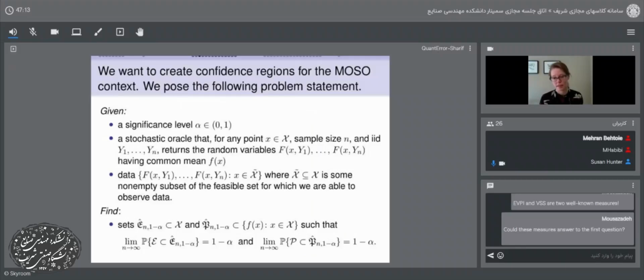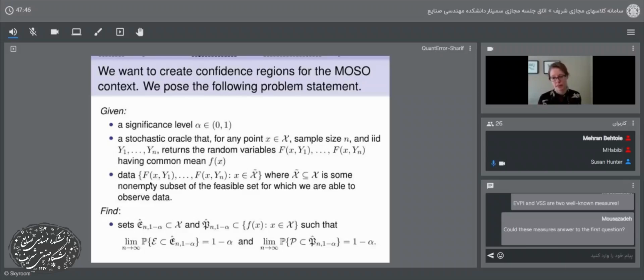So this leads us to a problem statement. So we want to create confidence regions for the MOSO context. So we're going to pose the following problem statement. We're given a significance level alpha. This is familiar, 0.05. The significance level is common. We're given a stochastic oracle that for any decision variable x, sample size n, IID y1 to yn, is going to return the random variables F(x, y1 to yn), and they all have common mean little f.